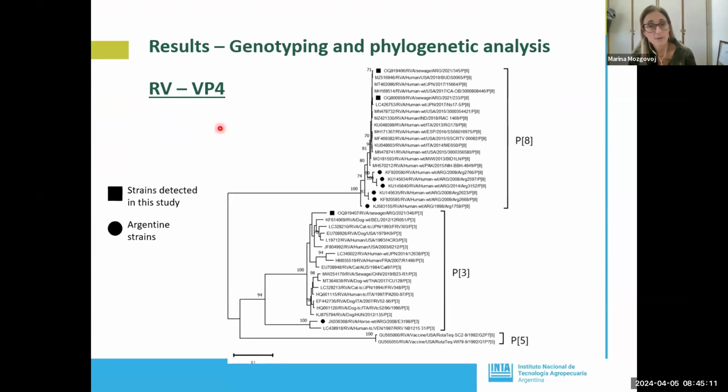According to the rotavirus genotyping tool and also according to our phylogenetic analysis, 2 of the sequenced samples were typed as P8. This is a characteristic P-type found in humans, and they group with other rotavirus strains detected in humans. And the other sequence was typed as P3, and this strain groups with animal rotaviruses like those found in cats, dogs, and a horse in Argentina, and with a strain detected in sewage in China.